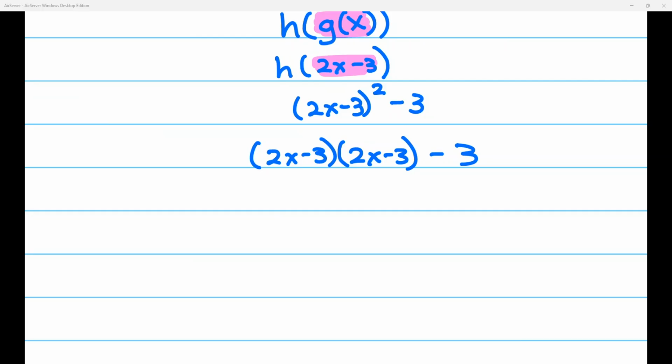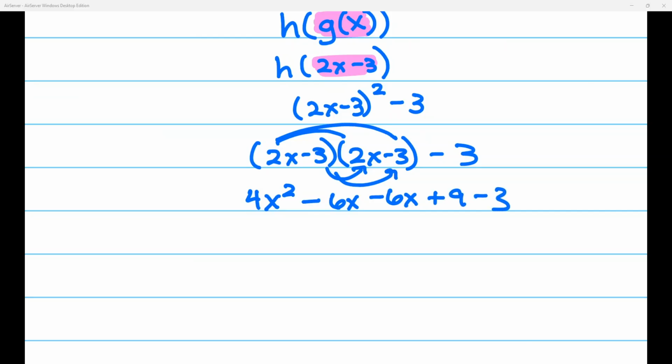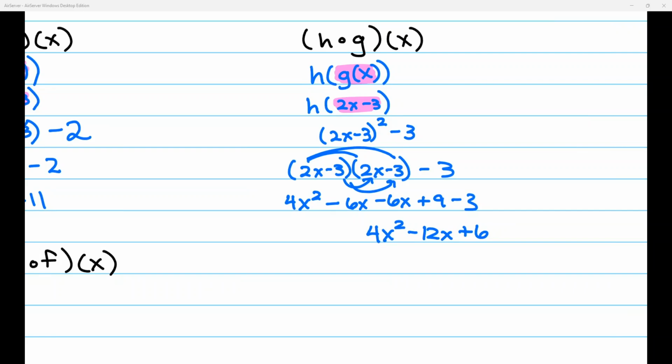All right, and what is that forcing you to do? That's forcing you to distribute, right? So this is going to be 4x squared minus 6x minus 6x plus 9 minus 3. And then you combine like terms, that's going to give you 4x squared minus 12x plus 6. What the heck is 4x squared minus 12x plus 6? That's going to be your h after g of x is equal to this function now, okay?